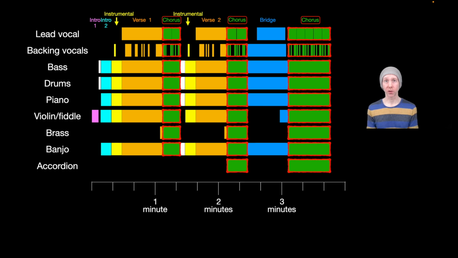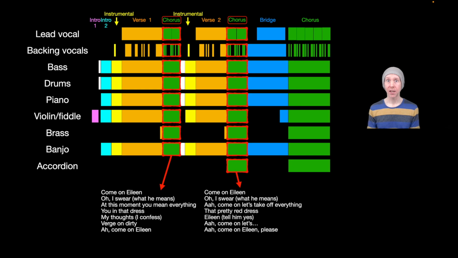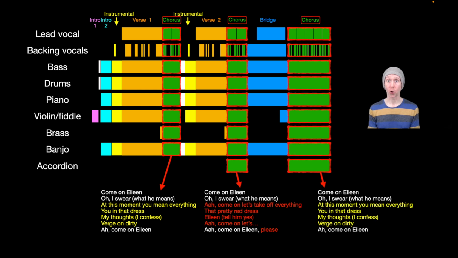Now, a standard chorus usually repeats the same lyrics each time around. But here, the second chorus lyrics are a variation on the first chorus lyrics. It begins the same way, but then introduces new lyrics. The third chorus then reverts to the lyrics from the first chorus.